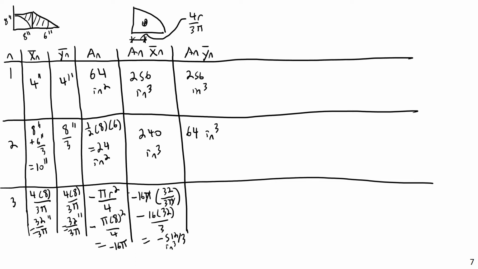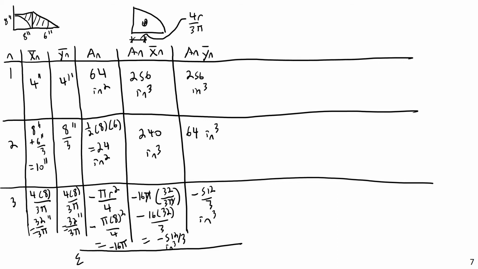Again, just multiplying the expression for the area, negative 16 pi, times the x-coordinate here, 32 over 3 pi. And the A_n y bar_n would be exactly the same, negative 512 over 3 inches to the third power. And then we would simply need to sum each of these up. And let's see, I might just do this as an ugly decimal because I don't think this is going to come to any kind of nice even number.